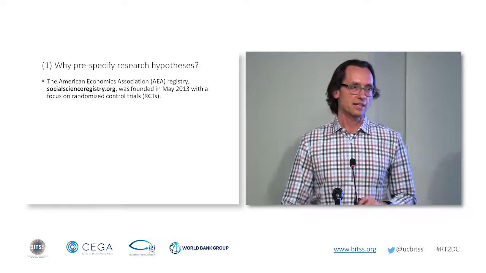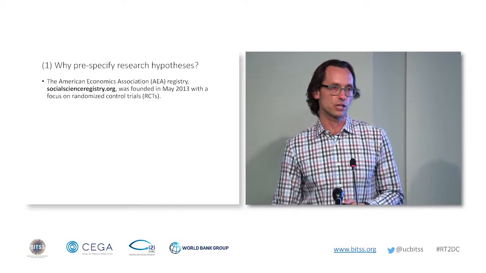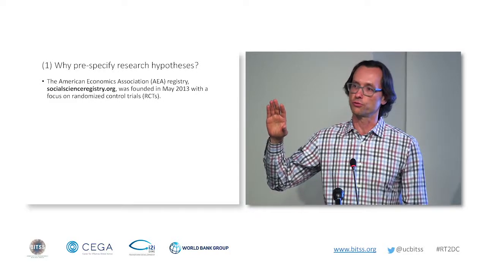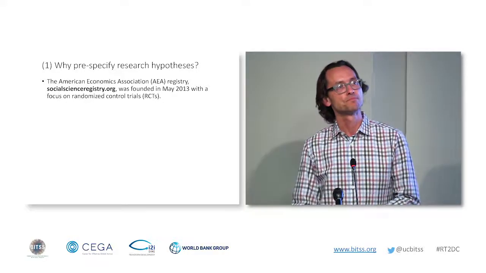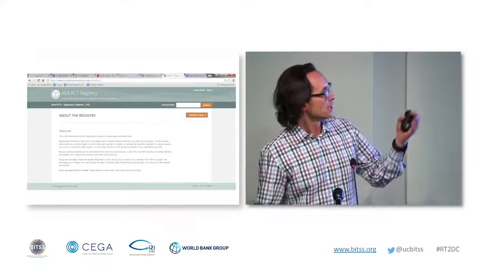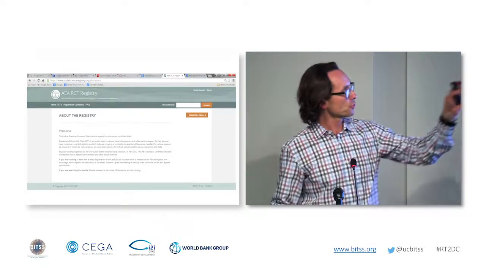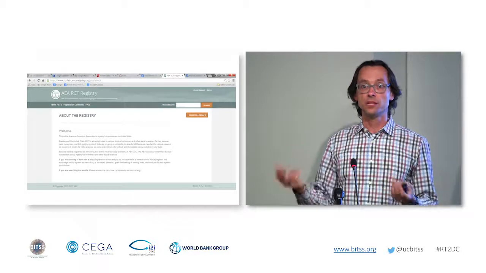The AEA registry is called the Social Science Registry. It was founded about 6 years ago. It focuses on randomized controlled trials, which are a growing share of research in economics and many other social science fields like political science. This is the registry. You go to this page, and it basically walks you through. You click on the Register a Trial button, and it's actually a very simple process.